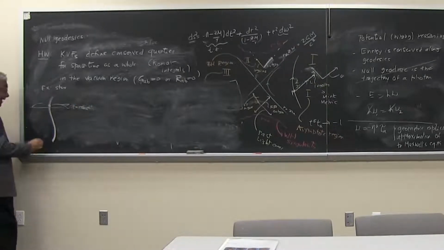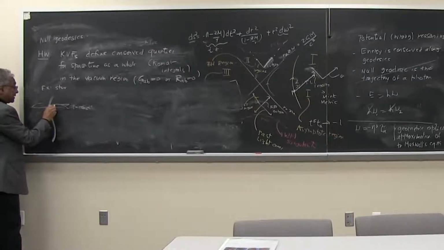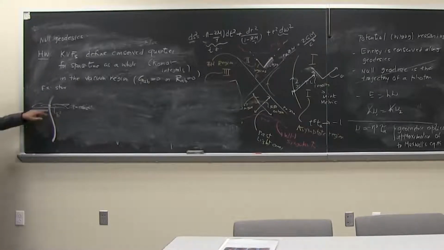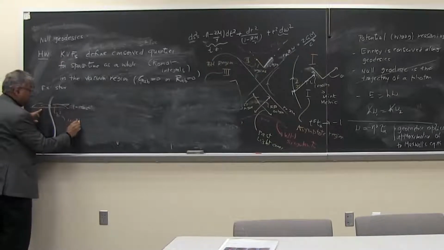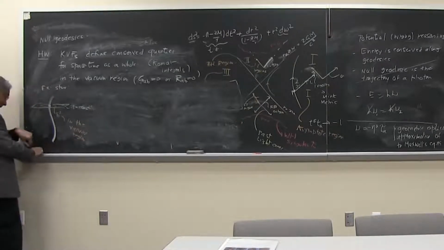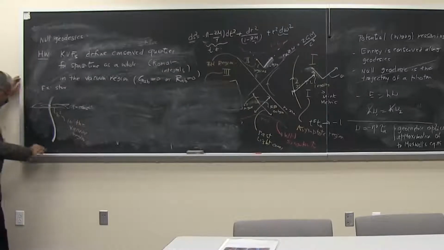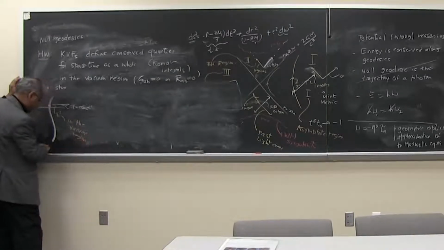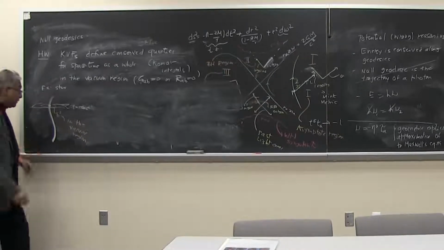And the statement is that what I can do is I can consider a two-sphere which is surrounding the source. So this is in the vacuum region, as we want. And the statement is that in this vacuum region, we get a nice conserved quantity. So what is a conserved quantity in this vacuum region?